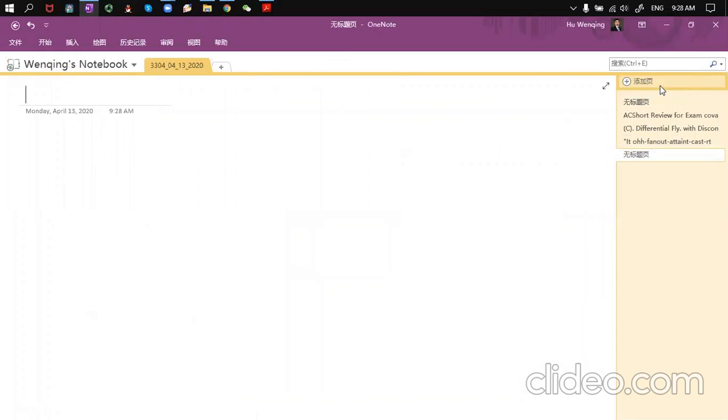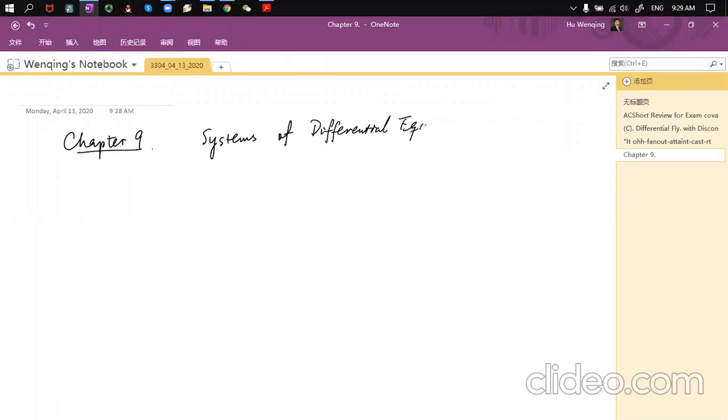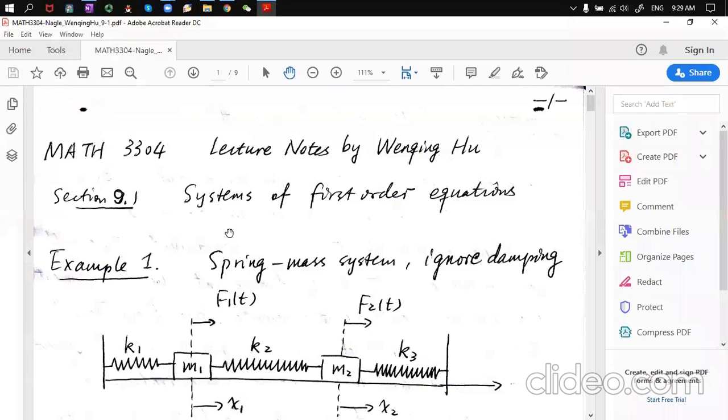Chapter 9. This is the last chapter of the semester. It's going to consider systems of differential equations. So what is a system of differential equations?